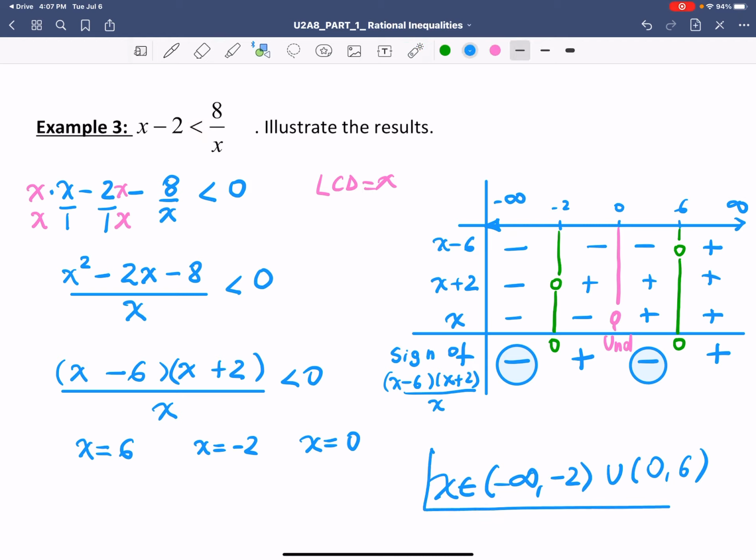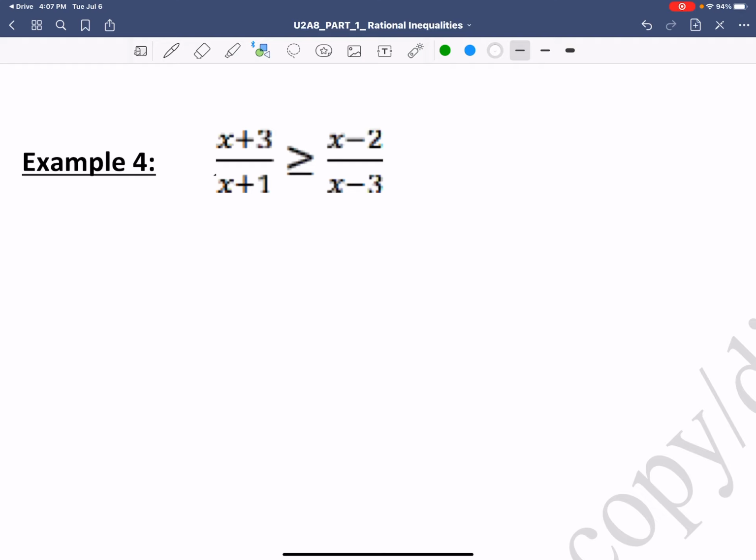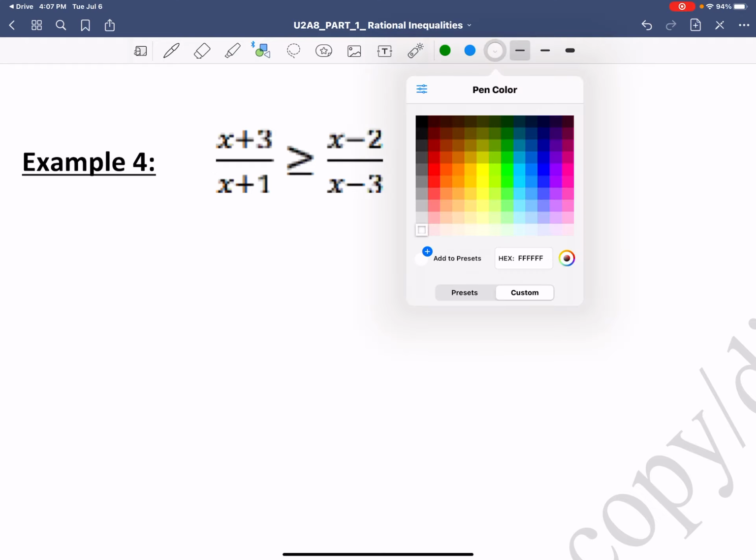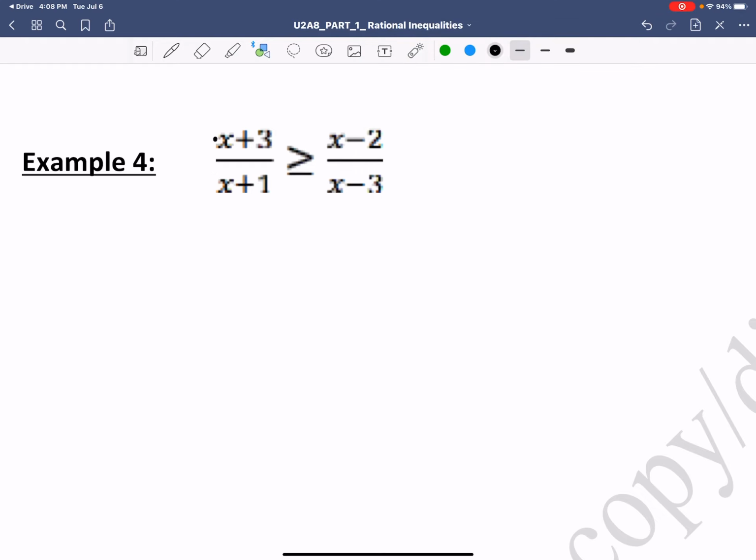Now, I have another example I wanted to go over with you. And this would be including 2 rational expressions, one on each side of the inequality. I'll make them look a little bit prettier here. So we have x plus 3 divided by x plus 1 bigger than or equal to x minus 2 divided by x minus 3.